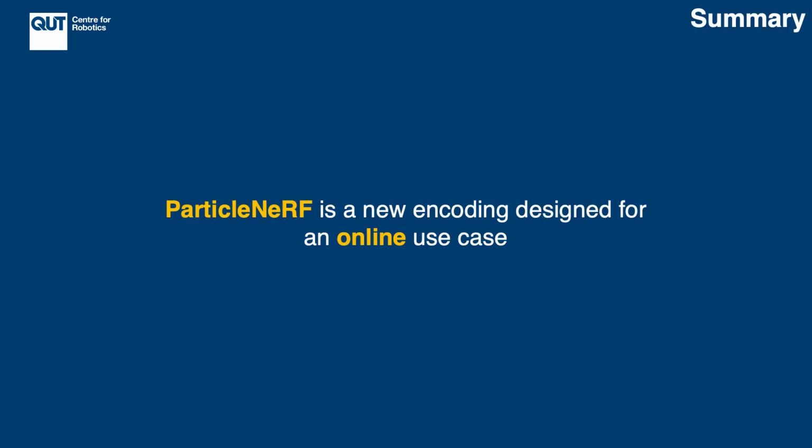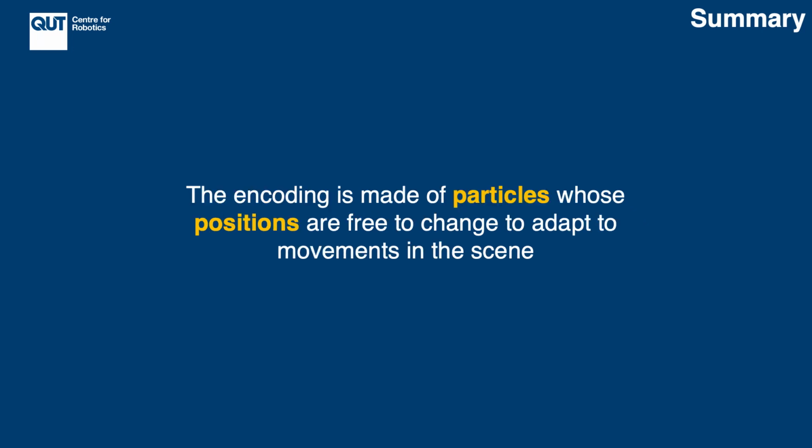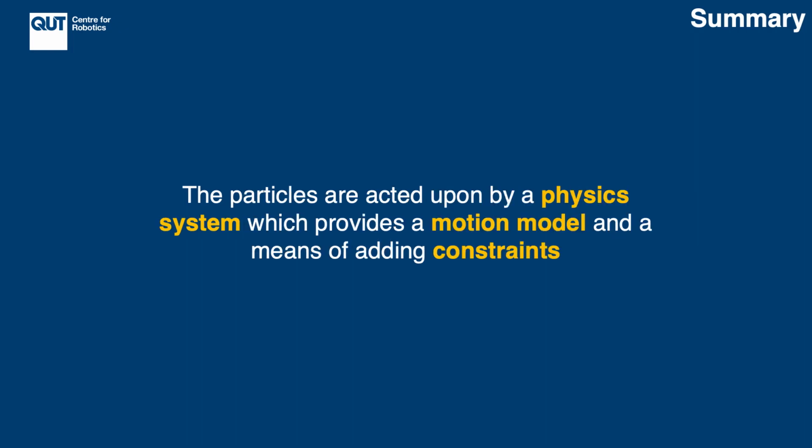In summary, ParticleNeRF is the first encoding that is designed specifically to operate in an online manner on dynamic scenes. It does this by coupling features to particles that are free to move and follow dynamic elements. The motion of the particles is governed by a physics system that endows them with both a motion model and a principled means of restricting unwanted configurations. This formulation allows NeRFs to rapidly update to changes in the scene and is therefore a stepping stone towards their active use in time-sensitive applications.